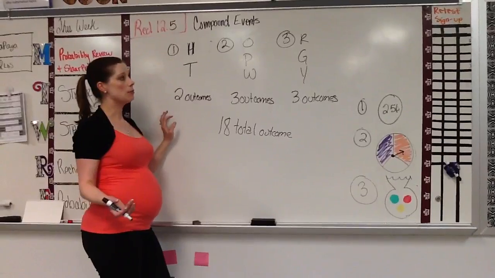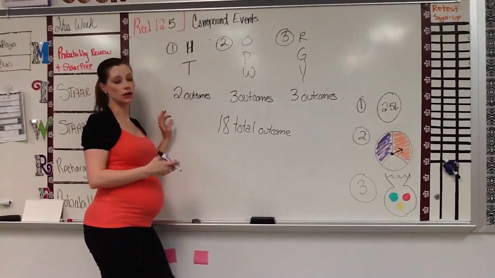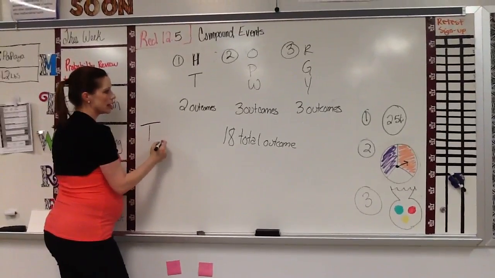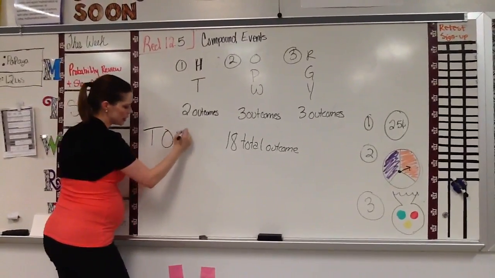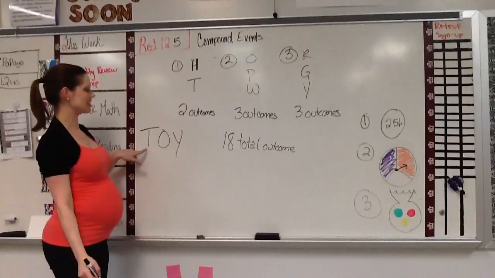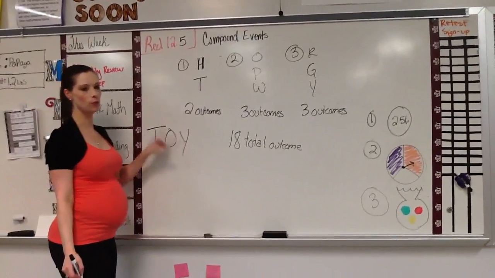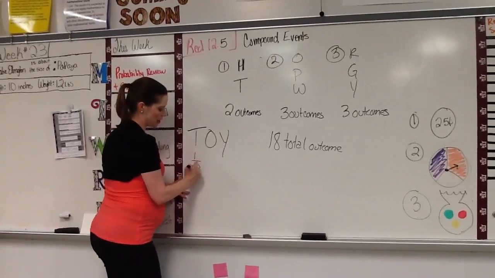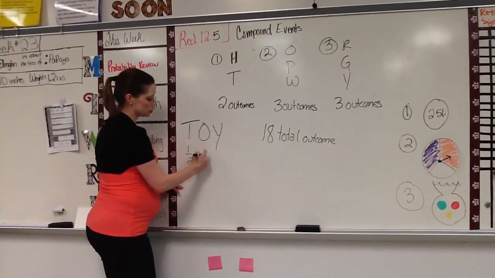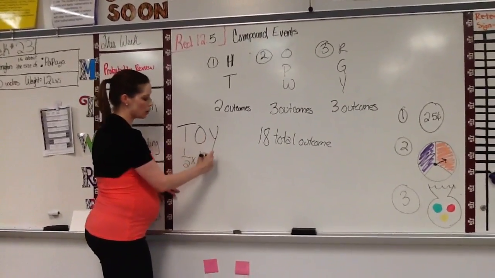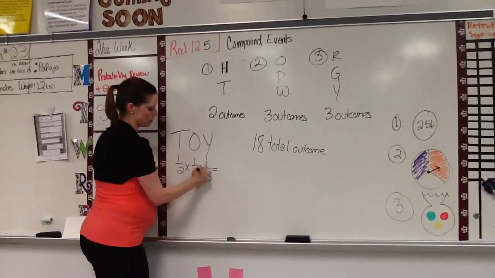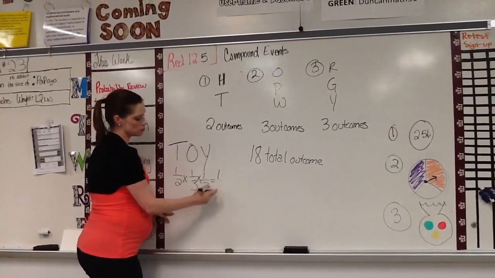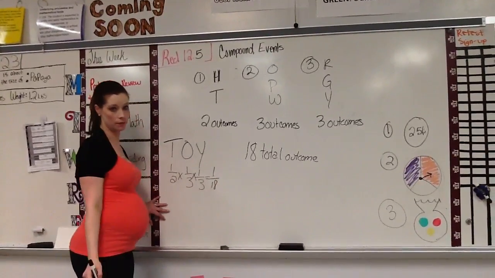If I wanted to find the probability, I could just calculate it out. So what would be the probability of flipping tails, spinning orange, and pulling a yellow marble so that I spell toy? Tails, orange in the spinner, Y for yellow marble. Well, for the tails, it's 1 out of 2. For orange, it's 1 out of 3. And for the yellow marble, it's 1 out of 3. Multiply those together, and I get 1 times 1 times 1, 2 times 3 times 3. I get 1 out of 18.